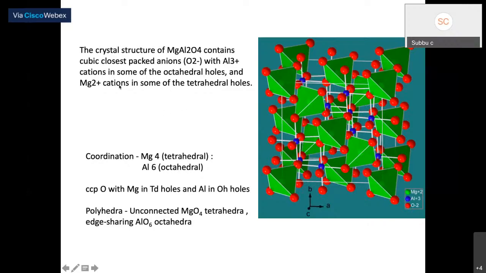That means, coordination-wise, magnesium is in 4 coordination in the network and aluminum is in 6 coordination. So the final network is like the CCP arrangement with respect to oxide ions, where magnesium is occupying the tetrahedral sites and aluminum is occupying the octahedral sites.